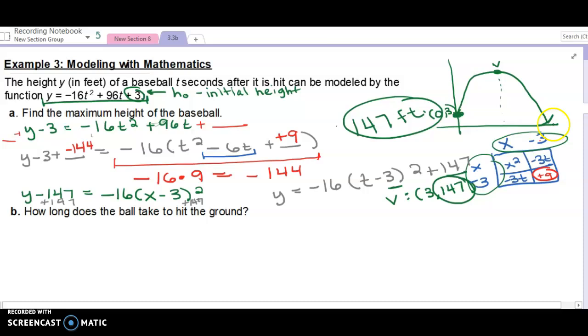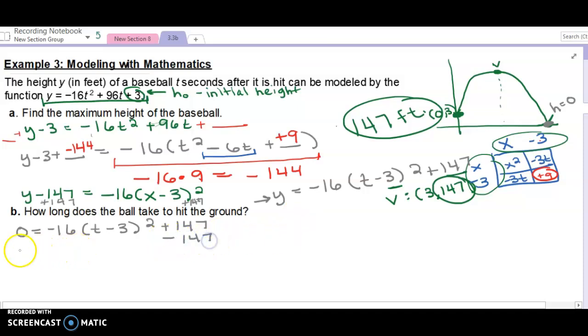All right, if I look at B, it says how long does it take the ball to hit the ground? Okay, so it hits the ground right here. Notice when I hit the ground, my height is 0, my y value is 0. So I'm going to use the equation I've come up with here and plug 0 in for y. So 0 equals negative 16 (t minus 3) squared plus 147.